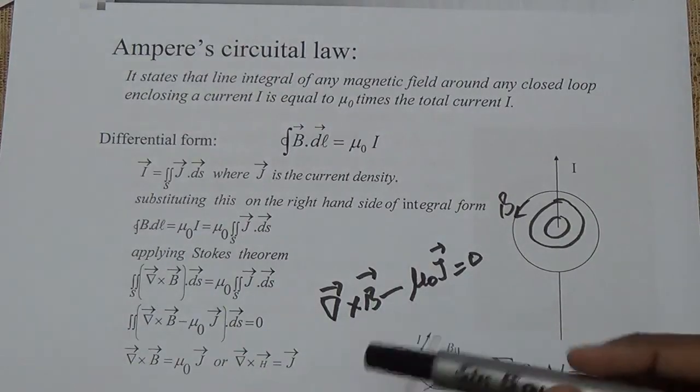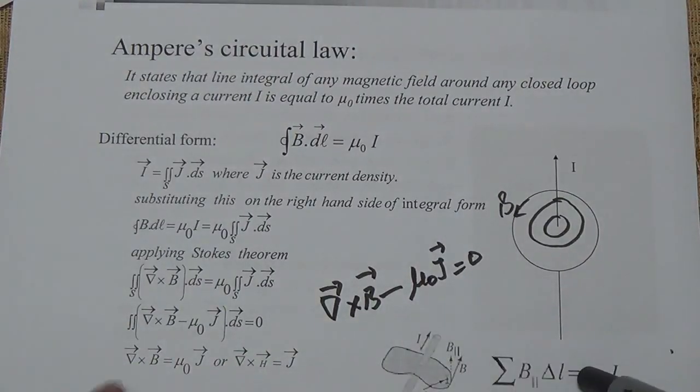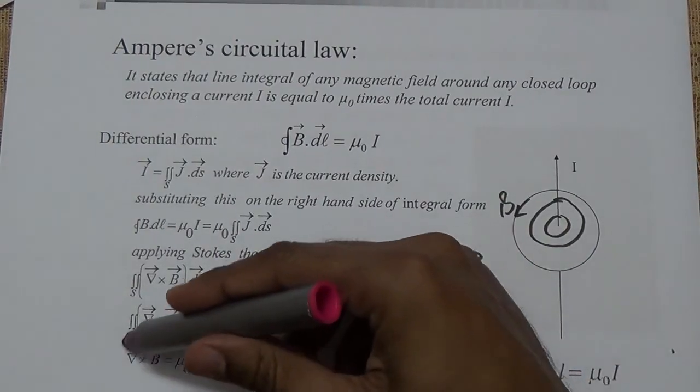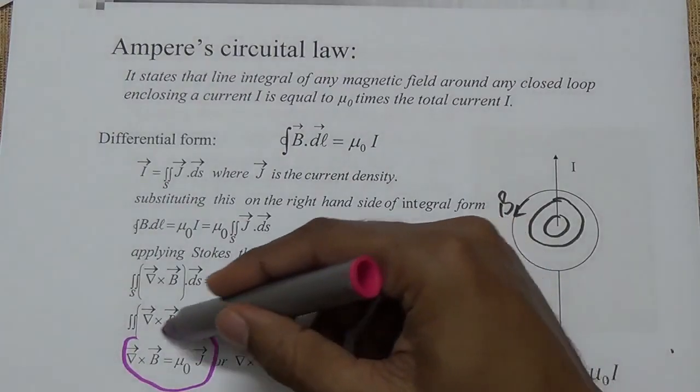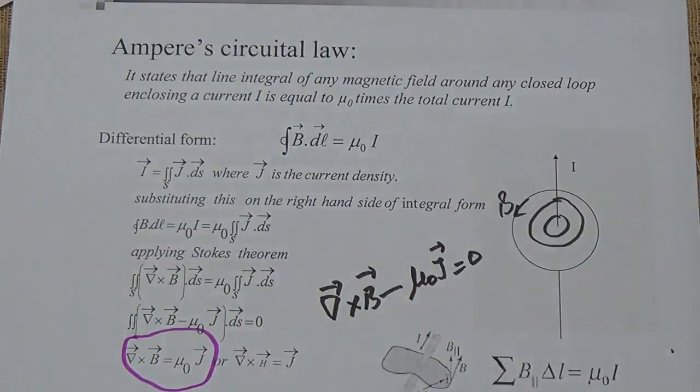So from this equation we can conclude that del cross B is equal to mu naught times J. So this is the differential form. This one is the differential form of the Ampere's law. Del cross B is equal to mu naught times J is the differential form.